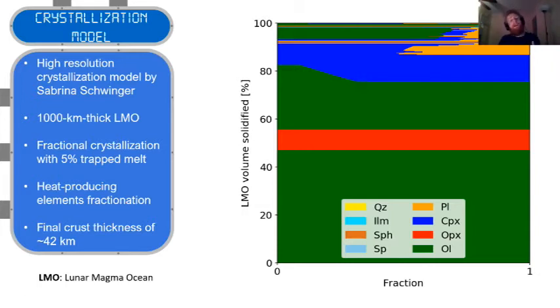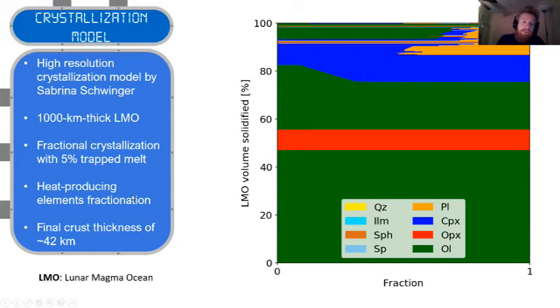And this model has been done for an initially 1,000 kilometer thick magma ocean. And it was assumed that all these minerals which crystallize settle efficiently at the bottom, keeping a 5% trapped melt, all except, of course, plagioclase, which settles at the surface and forms the crust.